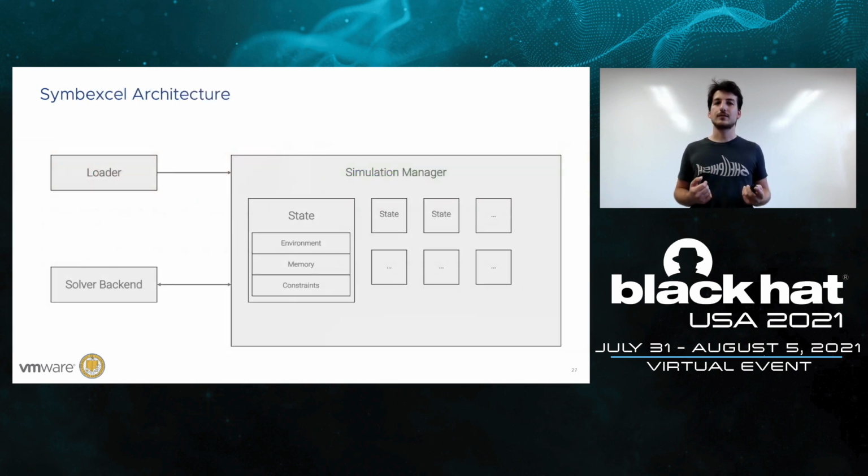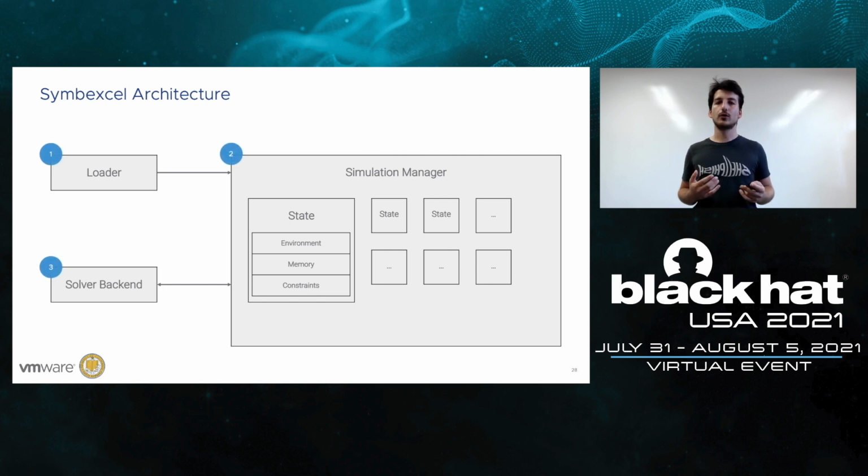Our architecture is composed of three main components: the loader, the simulation manager, and the solver backend. The loader component is where the XLS file is loaded into memory. The simulation manager is essentially a state orchestrator and will, as you can see from the image, manage multiple states during the execution, where every state has its own copy of the environment, memory, and constraints. Finally, the last component in our architecture is the solver backend, which is where we keep track of the constraints and solve constraints to proceed with the symbolic execution.